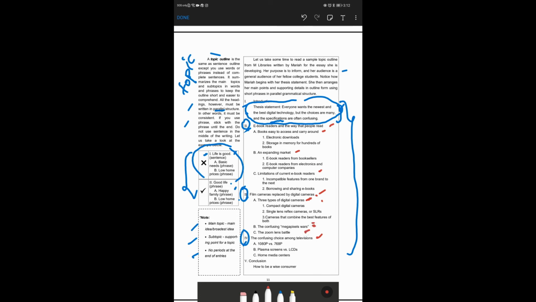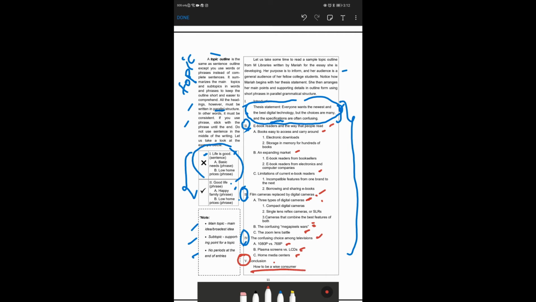the zoom lens battle. And then, for the televisions naman, in-explain niya yun by first citing progressive scans, yung 1080p. Di ba pagka manonood kayo ng video sa YouTube, may mga ganon, mga 1080p, 720p, okay, and then plasma screens versus LCDs, and then home media centers. And then finally, the last Roman numeral, as we have said a while ago, is allotted for the conclusion. So, ito yung conclusion niya. How to be a wise consumer.